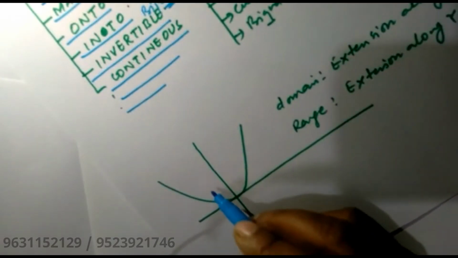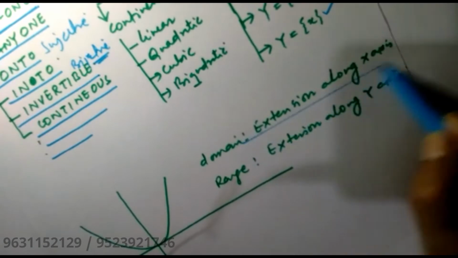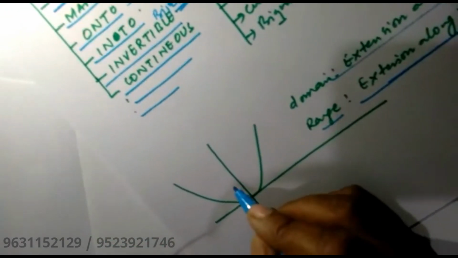Graphically, the definition of domain is the extension of the graph along the x-axis, and the extension of the graph along the y-axis is called the range. Here, the graph of x square is this one. This graph goes from minus infinity to plus infinity. That means along the x-axis the extension is minus infinity to plus infinity, and this is the domain of the function. And here the range, that means the extension of the graph along the y-axis, is 0 to infinity, and this is the range of the function.